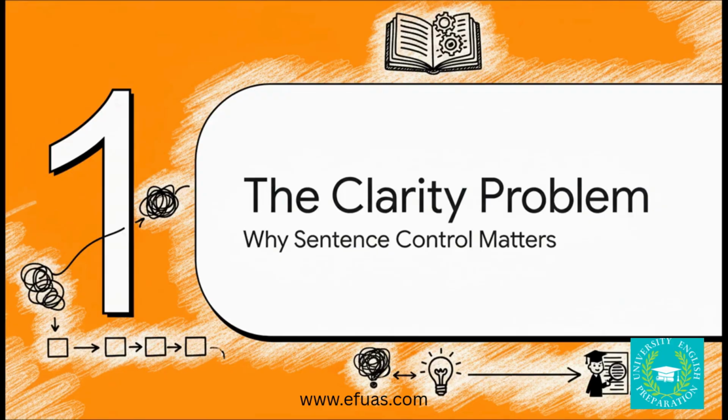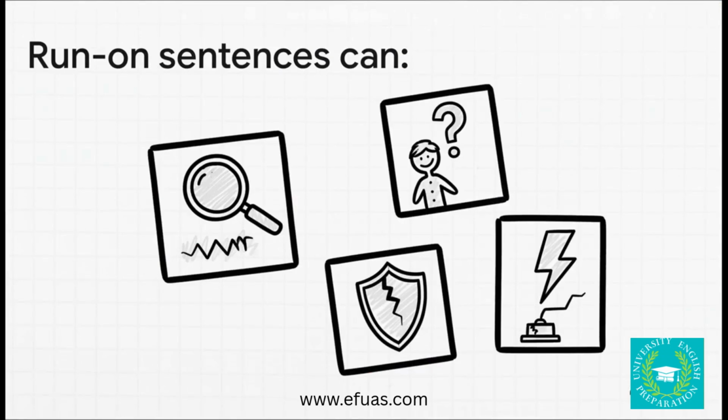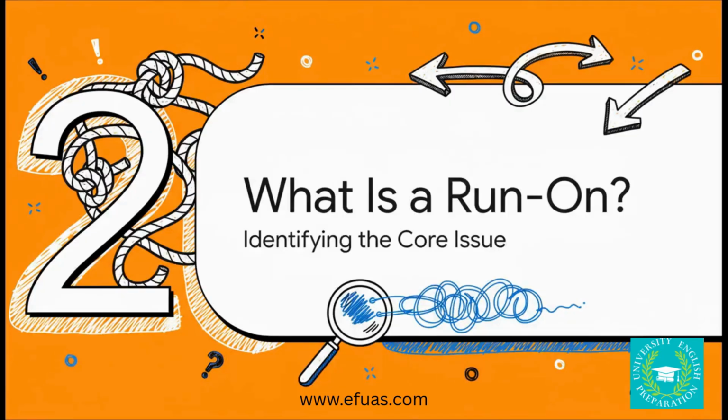So first up, the clarity problem. Why should you even care about sentence control in your university work? What's the big deal? Well, the impact is huge. A run-on sentence isn't just a little grammar oopsie. It can totally confuse your reader, the person grading your paper. It can actually weaken your credibility and make your strongest arguments just fall flat. Okay, now that we know the stakes are high, let's get down to it.